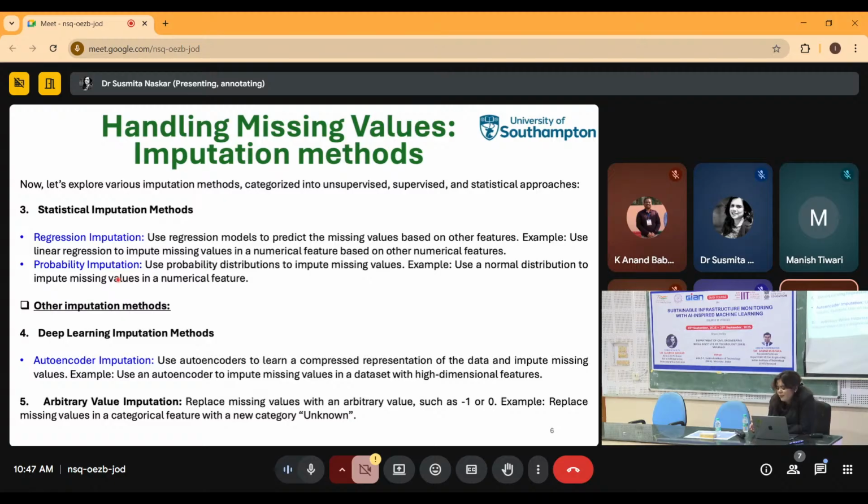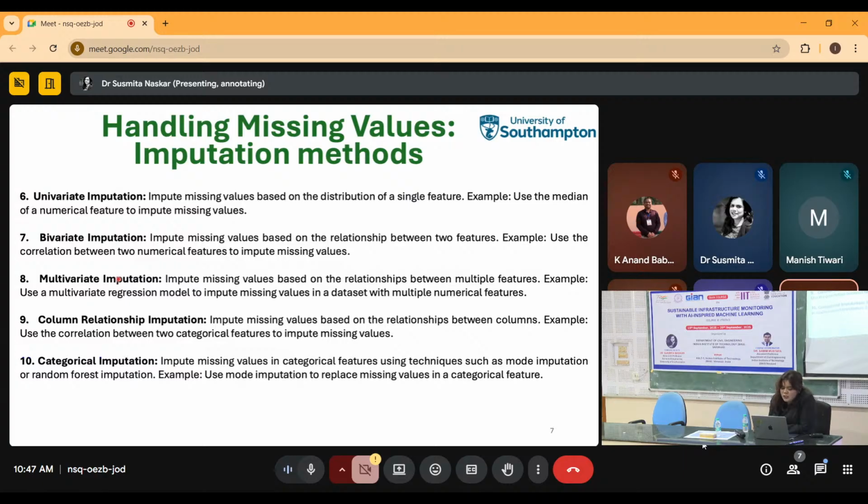And then there are several other ones like arbitrary value imputation, which is also called sentinel value imputation. They replace with a flag value like -1 as an unknown category. And then you can also see there are several other ones, which are univariate imputation, bivariate imputation, multivariate imputation, column relationship imputation and categorical imputation. If you look into all of these categories, you will see that first you have to start with the very simple, that means the median or the mode one, and then you can use any kind of complicated one, maybe the bivariate imputation.